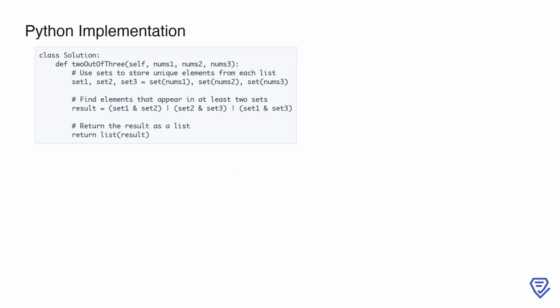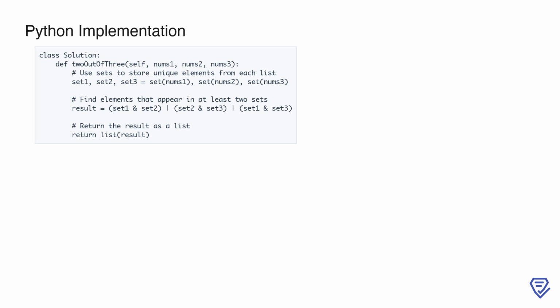The given problem requires identifying integers that appear in at least 2 out of 3 input arrays. The approach uses Python sets to efficiently compute intersections and unions, ensuring distinct values are handled correctly. The first step is to convert each input list, nums1, nums2, nums3, into a set. This eliminates duplicate values within each list and allows for set operations like intersections and unions.